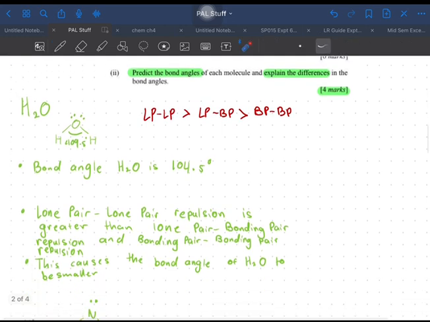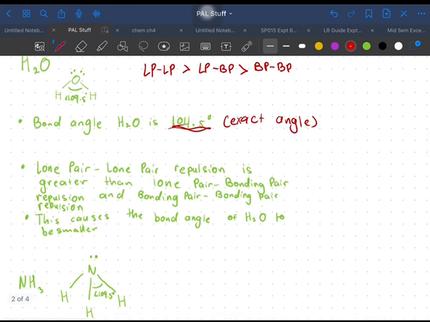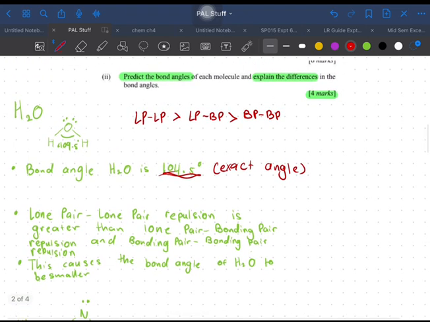So we have to state the exact angle. We cannot just say, oh, it's more than 107 or less than 107 degrees or something like that. We just have to say the exact angle. We cannot just say it's less than something. So we already predicted the bond angle, and now we have to explain the differences.